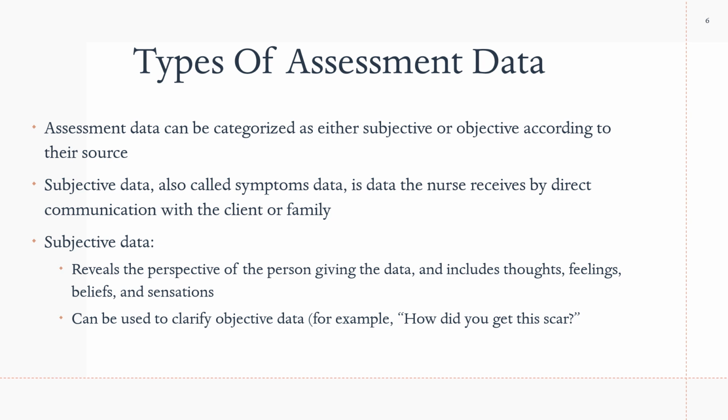Subjective data can be used to clarify objective data. So, for example, how did you get this scar? Now, they can tell us how they got the scar. That would be subjective. The scar in and of itself is objective, because that's very easy to validate, right? Because we can see the scar.